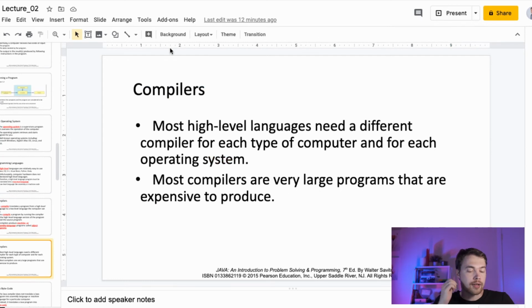Okay. Most high-level languages need a different compiler for each type of computer and for each operating system. Most compilers are very large programs that are expensive to produce. When I was in grad school, we had a class called compiler construction. We were supposed to create our own compiler, which is very difficult to do. And at that point, I realized how much respect those people deserve, because it's notoriously difficult to create.